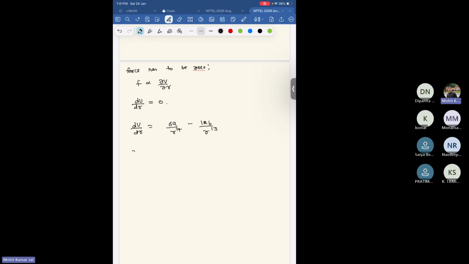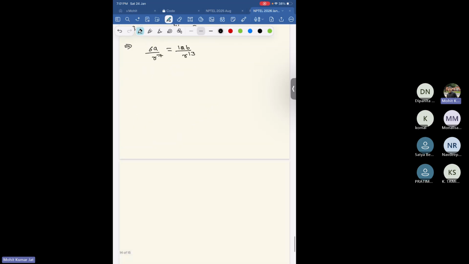Setting del V by del R equal to 0 gives 6A by R to the power 7 equals 12B by R to the power 13. Now you can solve it for the value of R, and what you will get is R to the power 6 equals 2B by A. So this is the value of the position basically. This is the position at which your potential will be stable.